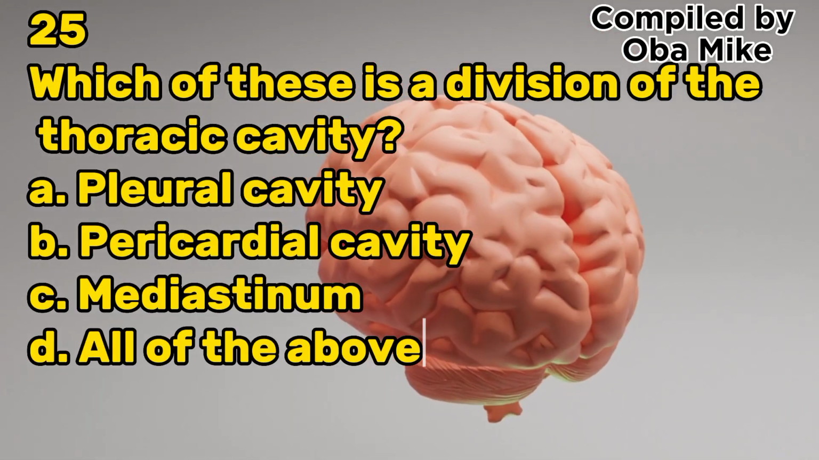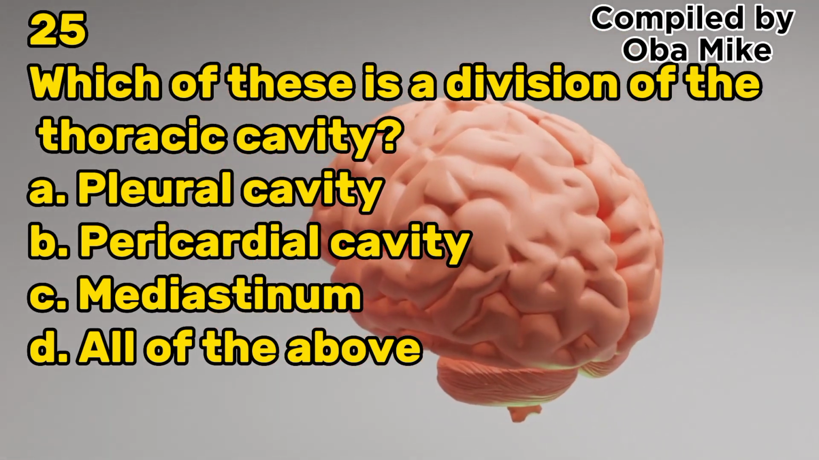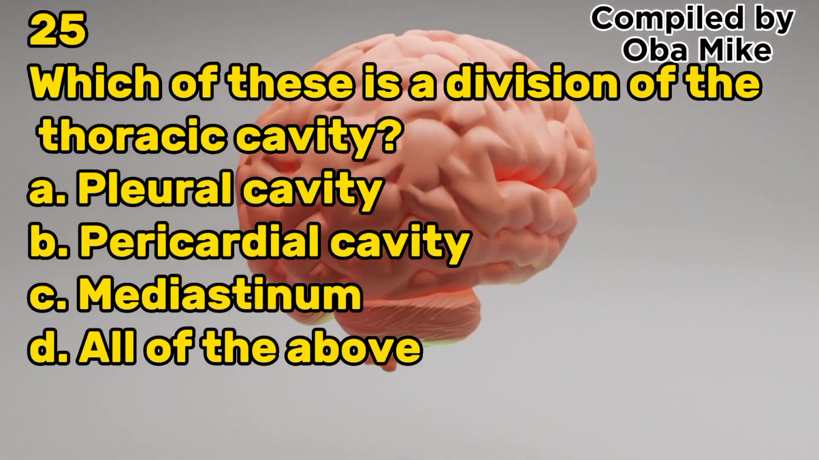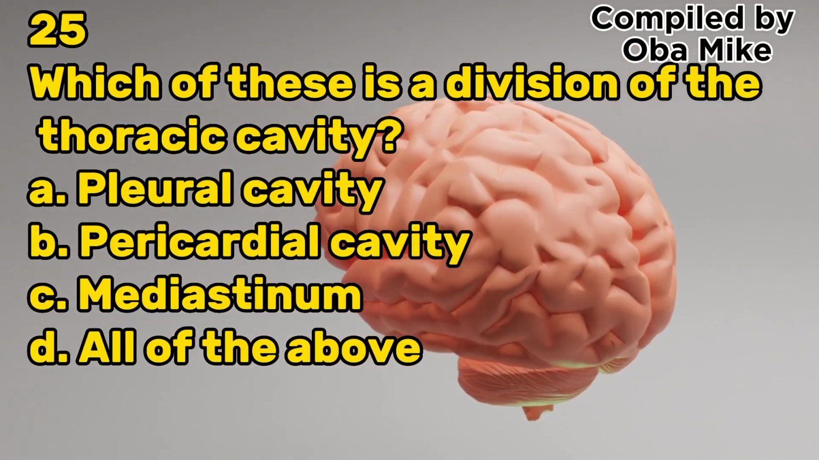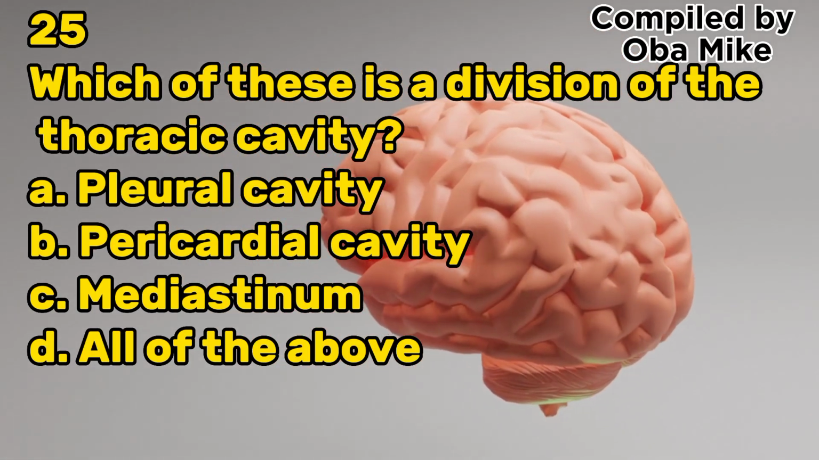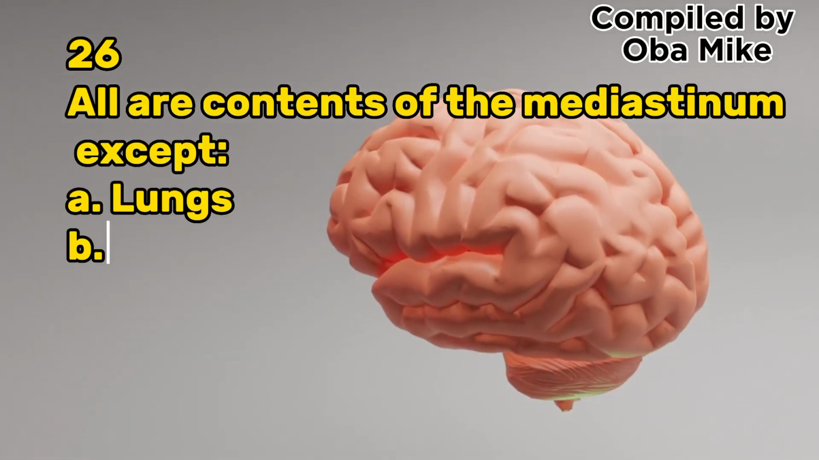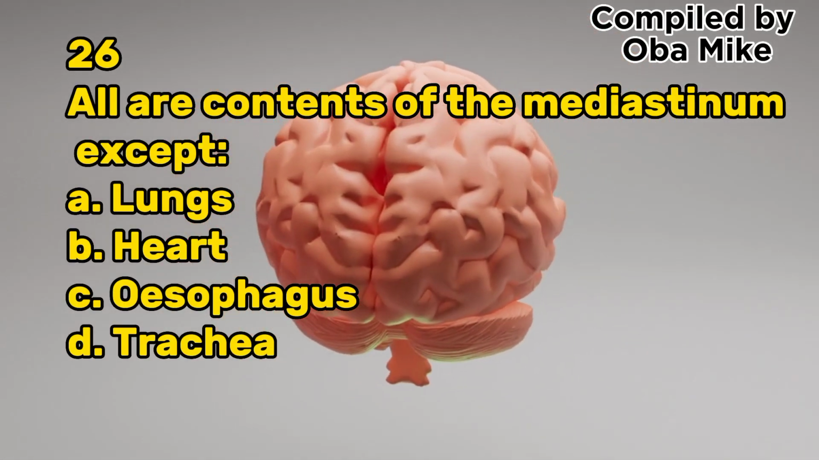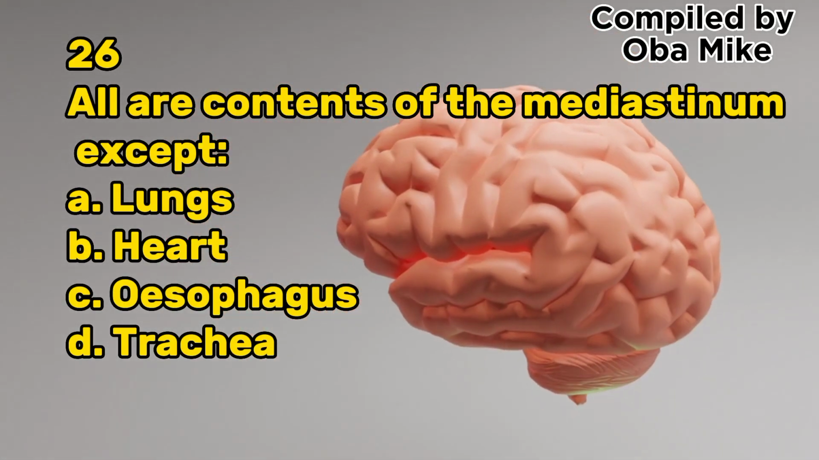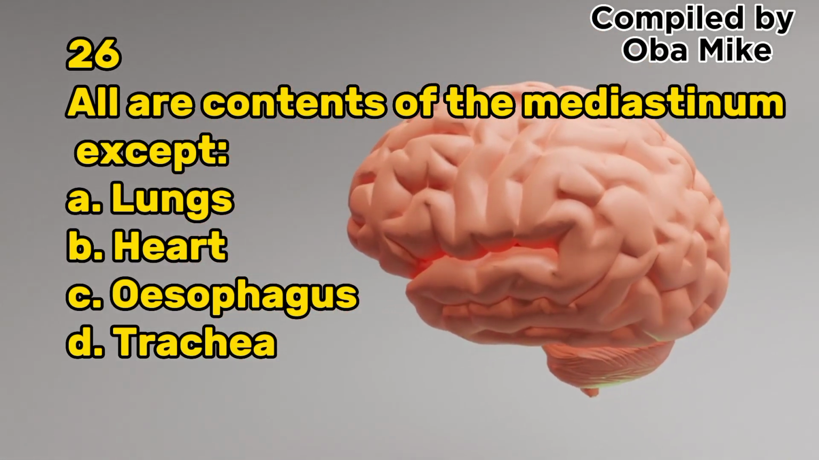25. Which of these is a division of the thoracic cavity? A. Pleural cavity, B. Pericardial cavity, C. Mediastinum, D. All of the above. 26. All the contents of the mediastinum except A. Lungs, B. Heart, C. Esophagus, D. Trachea.